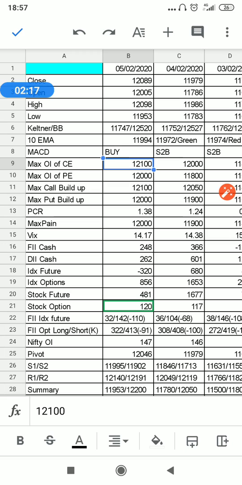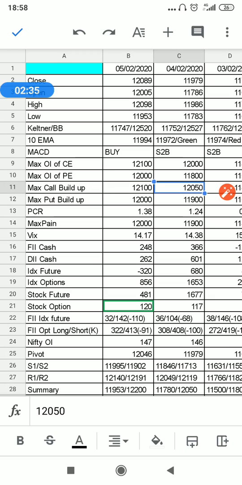So now the maximum call is at 12,100. So it has shifted from 12,000 to 12,100. That means the resistance has gone up, which is good, positive. Now the maximum PE was at 11,800. Now it has also gone up. So this is also positive.